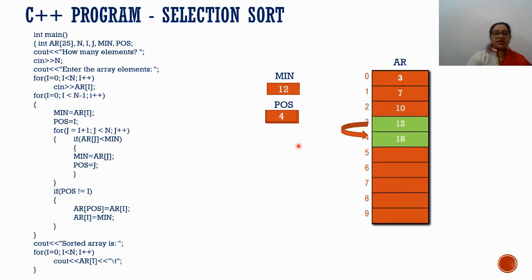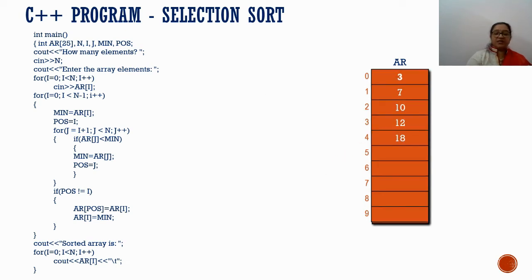So after shifting, the array will be like this: 3, 7, 10, 12 and 18. Now the array is sorted. We only want to repeat this process n minus 1 times, because 18 is the last one, so there are no other elements to compare with 18. So the array is sorted now.